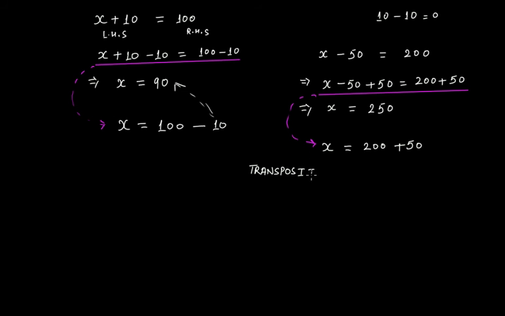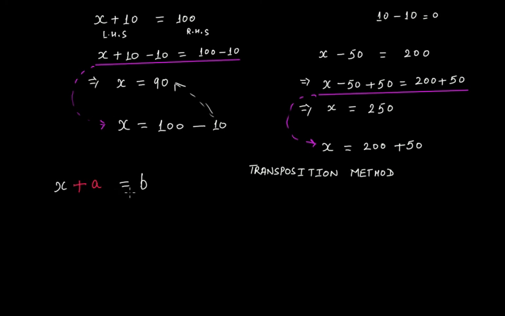Transposition method, in order to solve the equation. Okay? So the point is, if it is x plus a equal to b. Let's say a is any arbitrary number and b is any arbitrary number. Okay, x is variable, but a can be 10, a can be 20, 30, whatever.